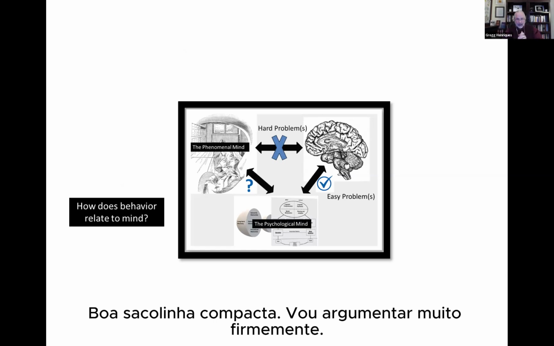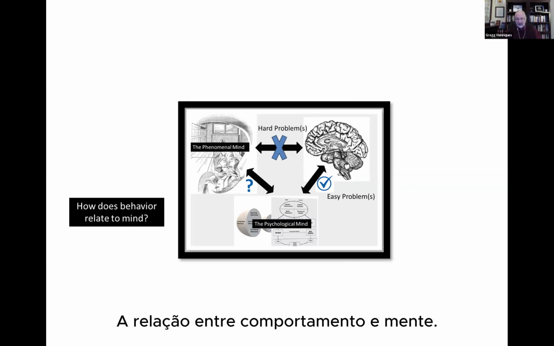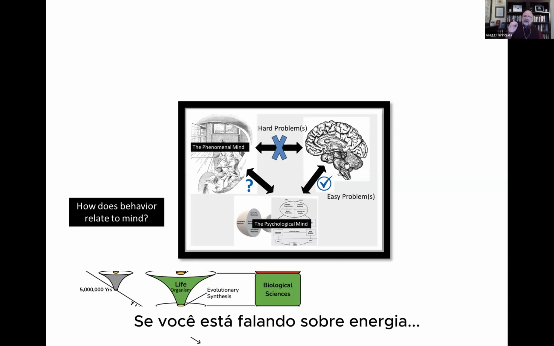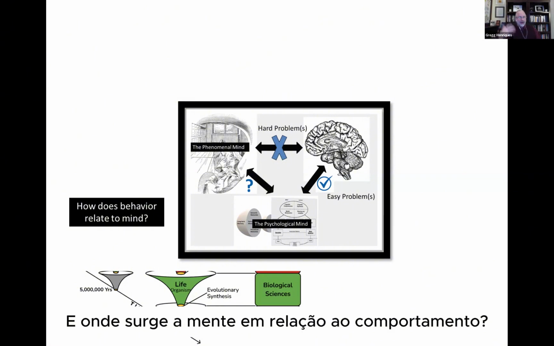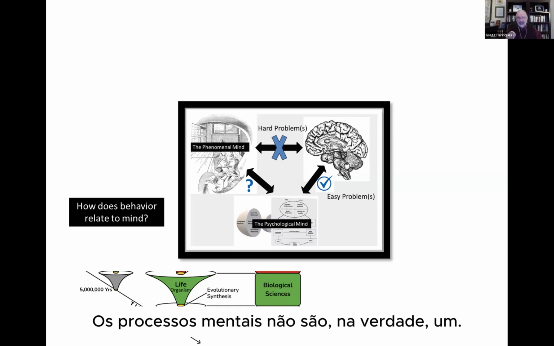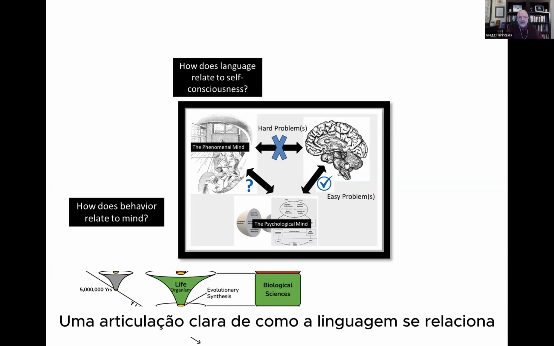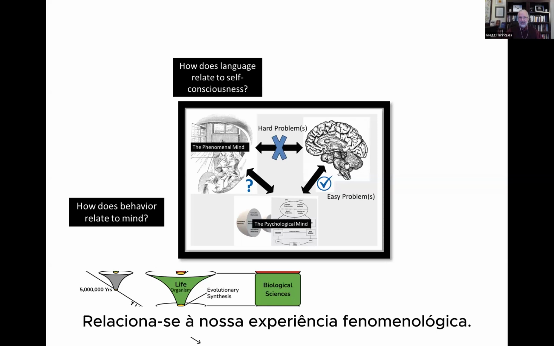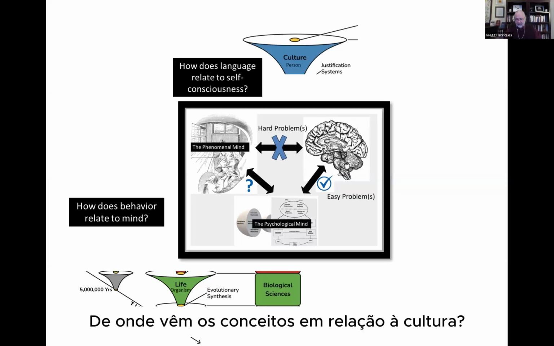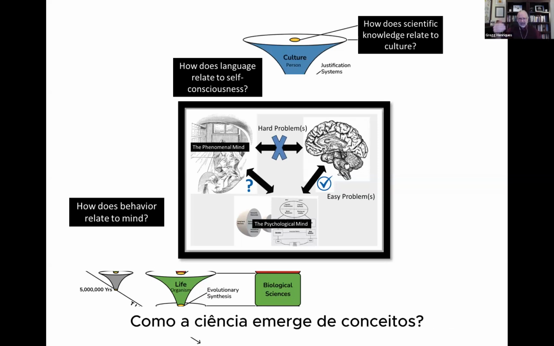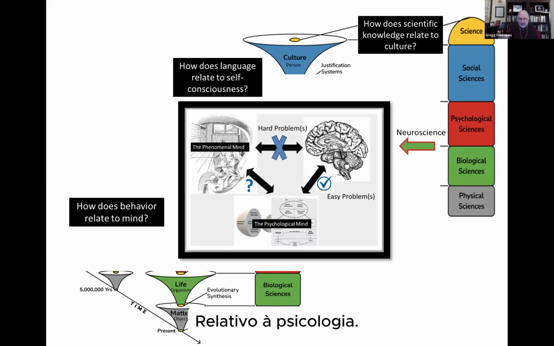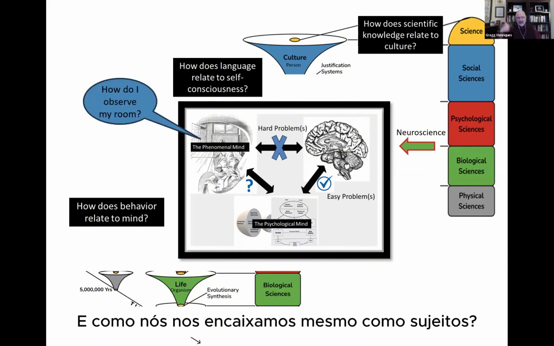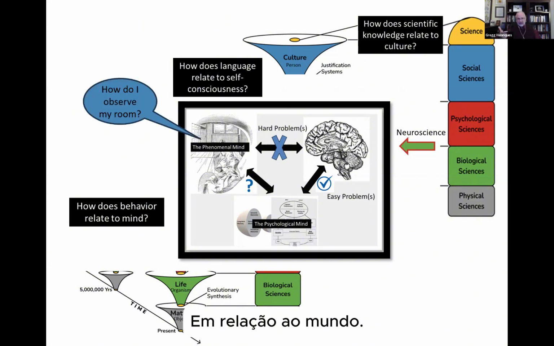I will argue very closely that the relationship between behavior and mind, whether you're talking about energy, material behavior, or living behavior, and where mind emerges in relationship to behavior, is not actually clearly articulated. How does language relate to our phenomenological experience? Where do concepts come from in relationship to culture? How does science emerge out of concepts? How do we actually define things like neuroscience relative to psychology? And how do we even nest ourselves as subjects in relationship to the world?